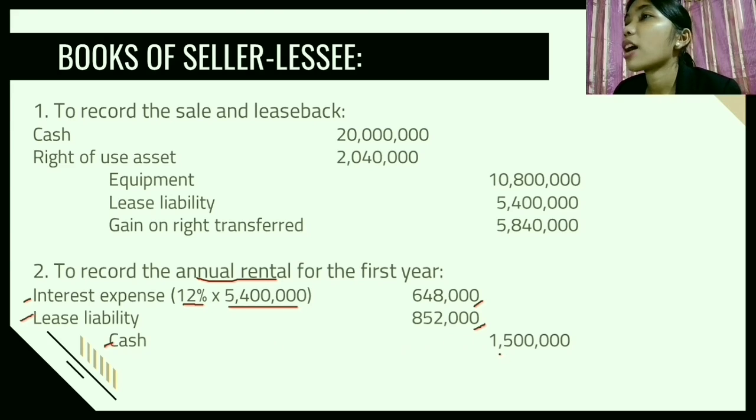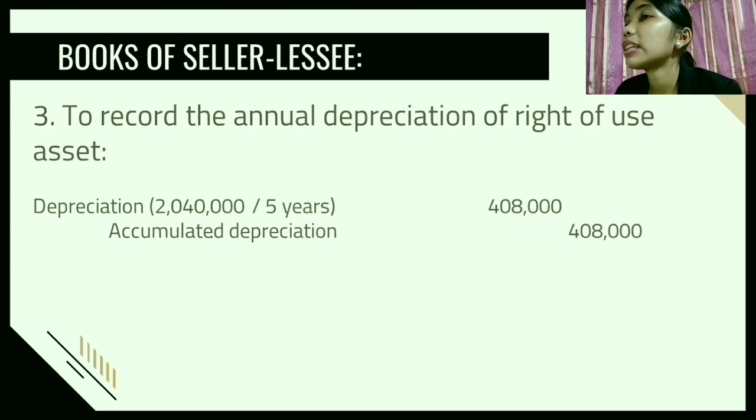Now, yung ating i-credit is yung ating cash with the value of 1,500,000 pesos. Now, to record the annual depreciation ulit of the right of use asset natin, debit depreciation with 408,000 pesos and credit accumulated depreciation with the same amount. Nakuha po natin siya by dividing 2,040,000 pesos over the useful life of 5 years.